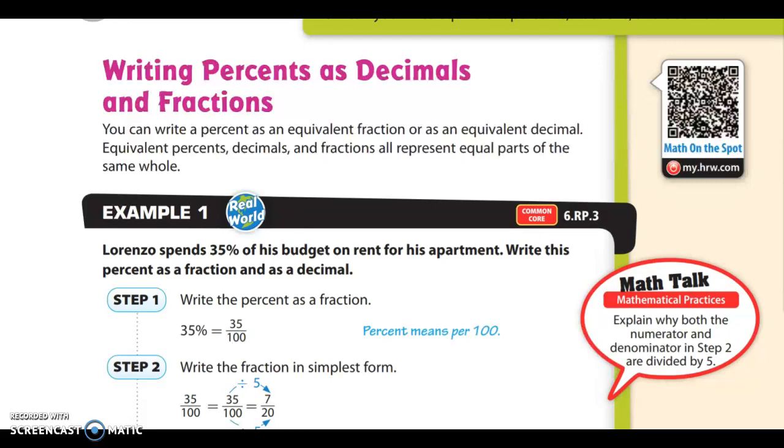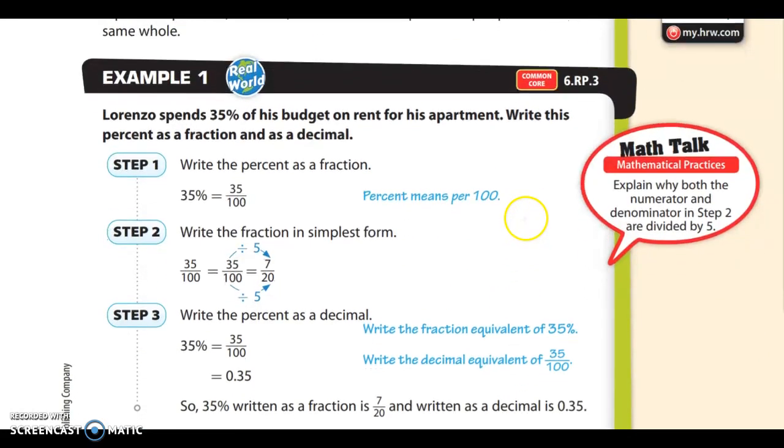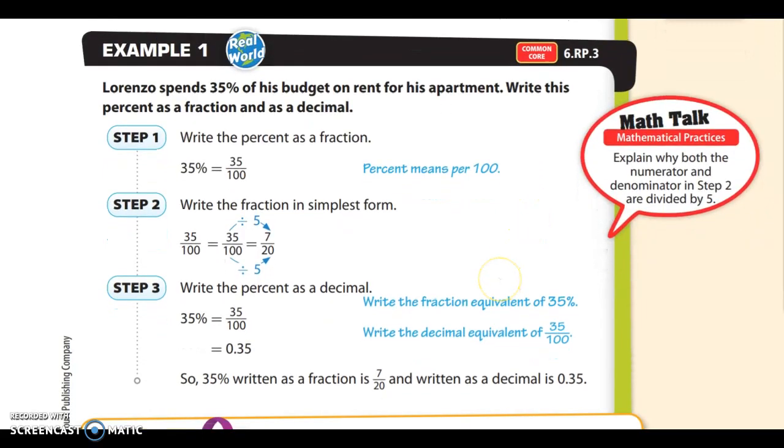Writing percents as decimals. You can write a percent as an equivalent fraction or as an equivalent decimal. Equivalent percents, decimals, and fractions all represent equal parts of the same whole. Example 1. Lorenzo spends 35% of his budget on rent for his apartment. Write this percent as a fraction and as a decimal.